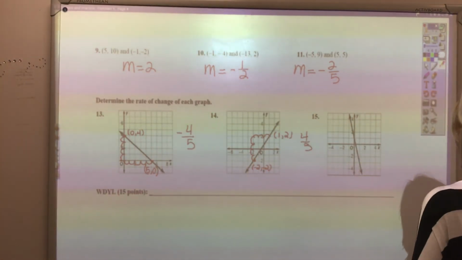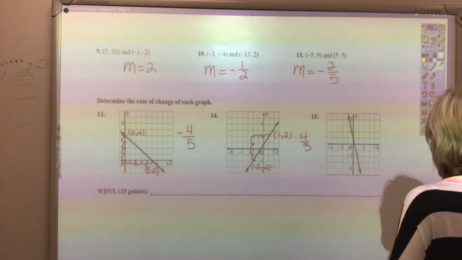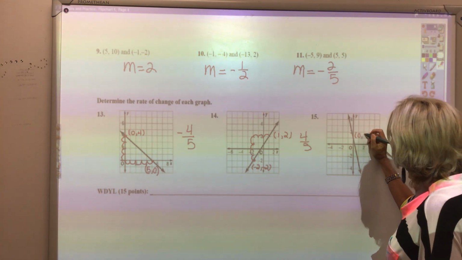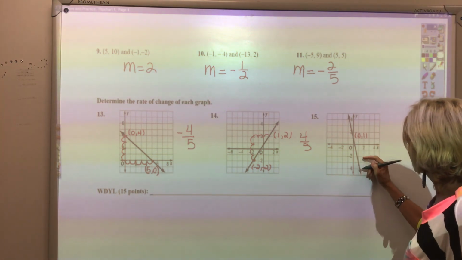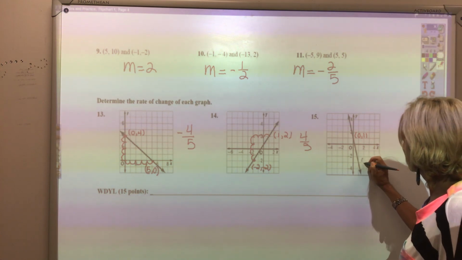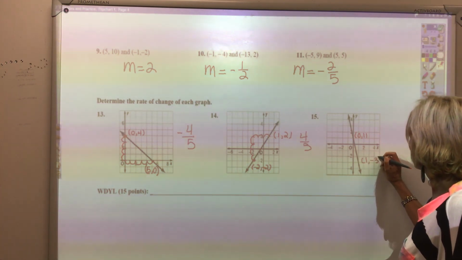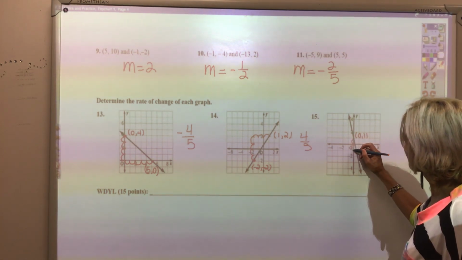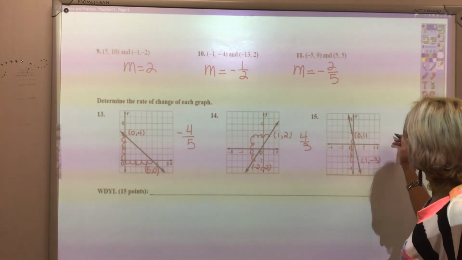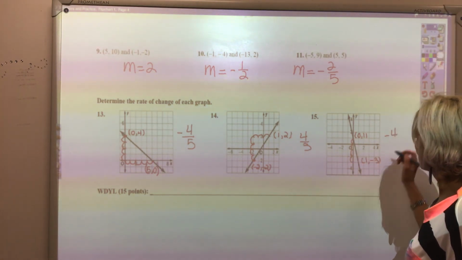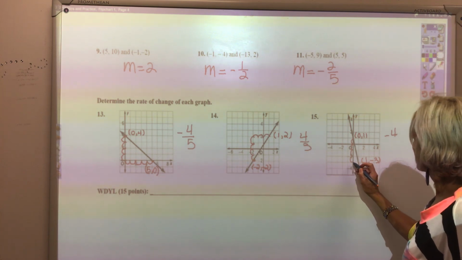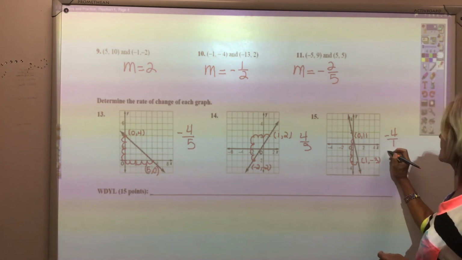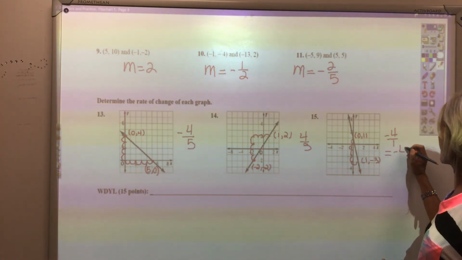On the last one, we have a point at 0, 1, and then another point at 1, -3. So we can see we're going down 1, 2, 3, 4, so -4 over 1, -4/1, which would simplify to -4.